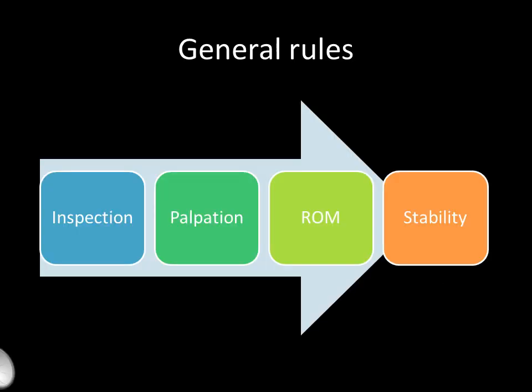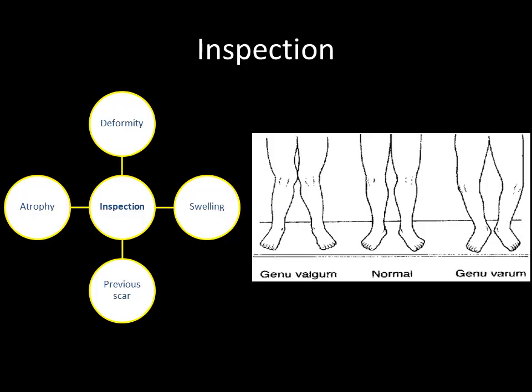Same general rule applies for clinical examination of knee. All the basic steps of inspection, palpation, range of motion, and special test for stability. On inspection, we have to look for deformity, swelling, previous scar or scar due to trauma, muscle atrophy.